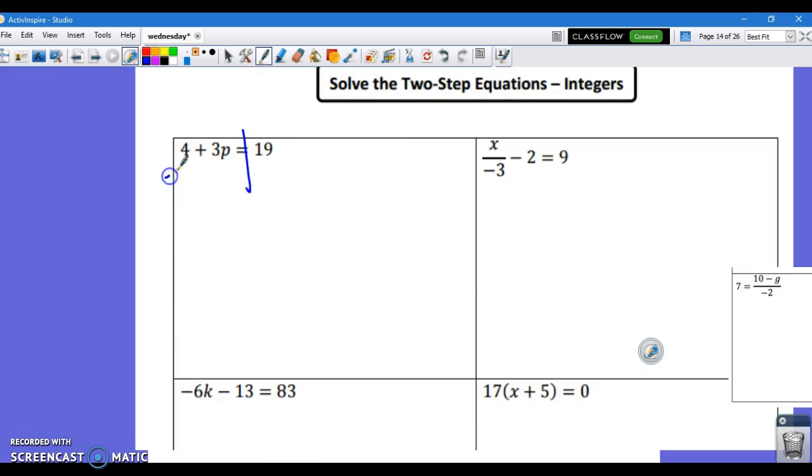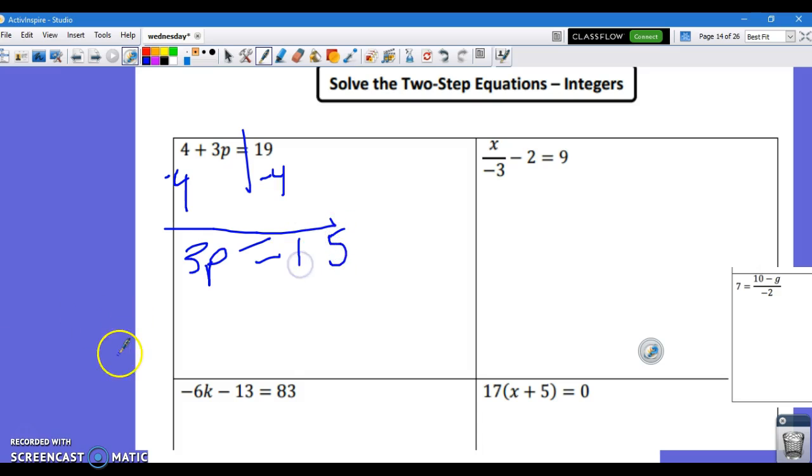Here we go. Subtract 4. That's a positive 4. We don't need a positive sign in front of numbers, do we? No. So do the opposite of what you see. That cancels out, leaving me 3p equals 19 minus 4, which is 15. That means multiply, so you will divide. That cancels out, leaving you 1. That's invisible. 3 goes into 15 5 times.